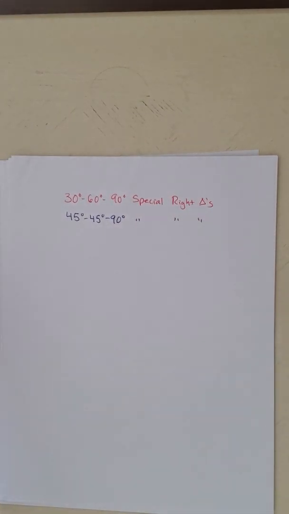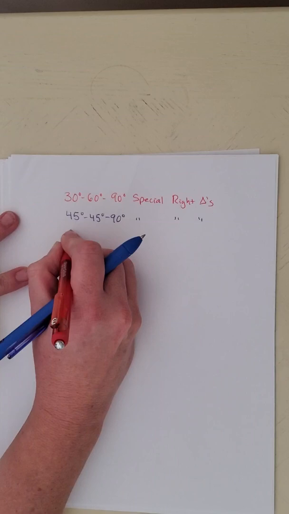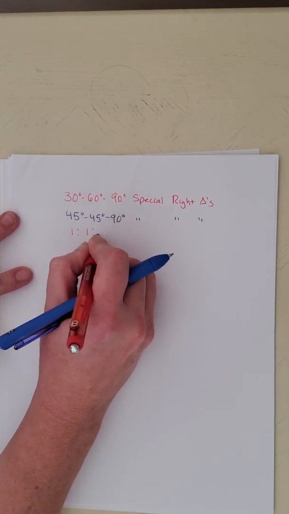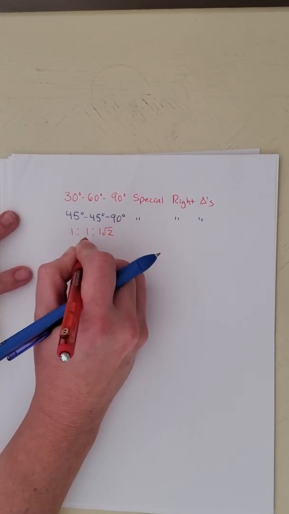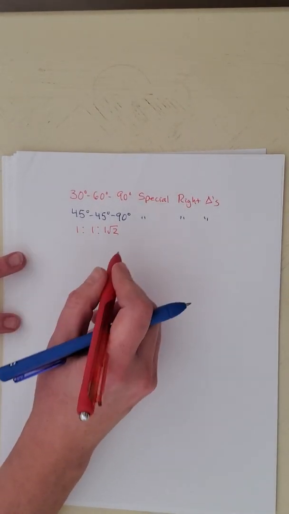So the last lesson was on 45, 45, 90s, and I just want you to remember that the ratio of the leg to the hypotenuse was 1 to 1 to 1 root 2. Okay, so just a quick recap.